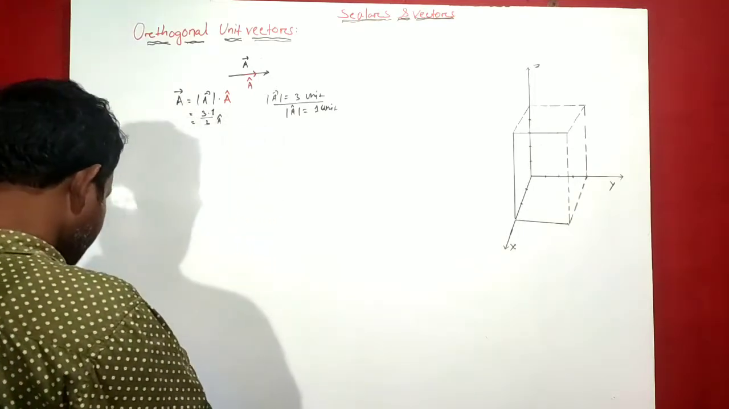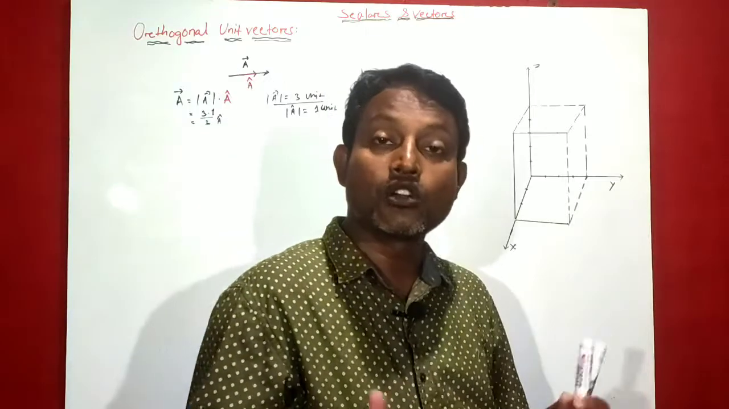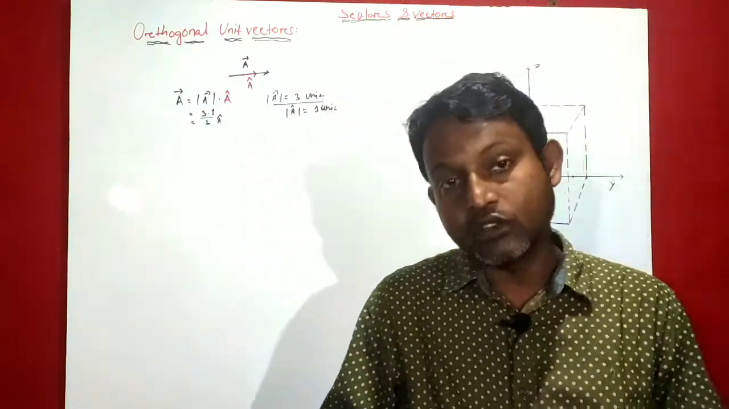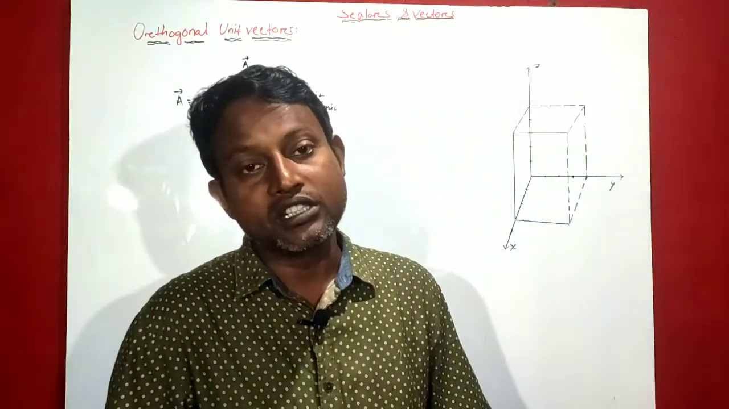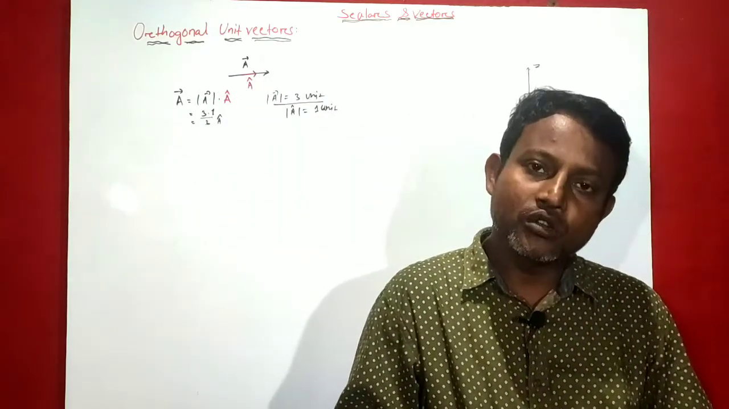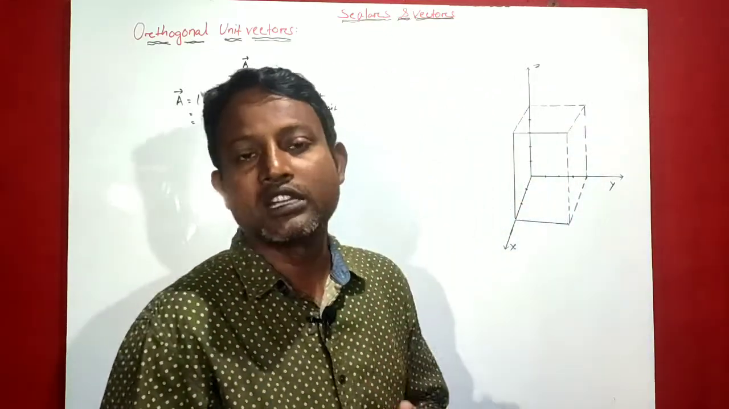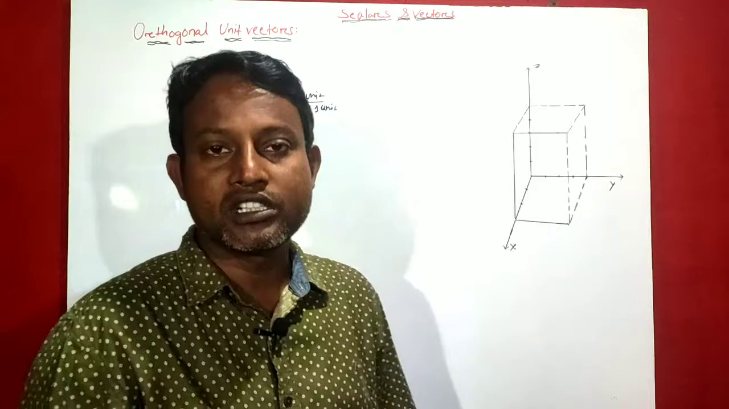Let's next we have to know the orthogonal unit vector. First, we already discussed that orthogonal means mutually perpendicular. So the unit vectors which are mutually perpendicular are called orthogonal unit vector, or its another name is base vector.